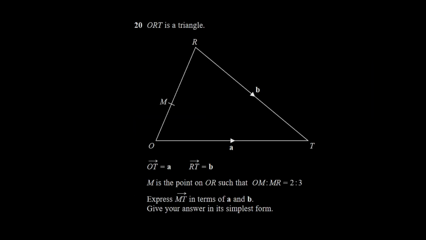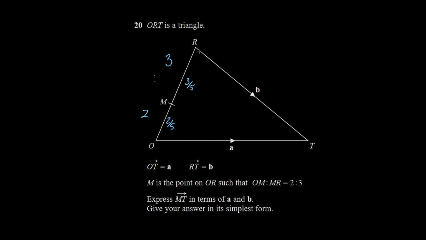Question 20, a vector question. OT, the vector down here, is vector A, and RT, the vector B. M, the point they say here, is on OR, yes it is, and OM to MR is 2 to 3. So this is in the ratio of 2 to 3. So that means this is 2/5 of the way up, and this is 3/5 of the full journey OR.